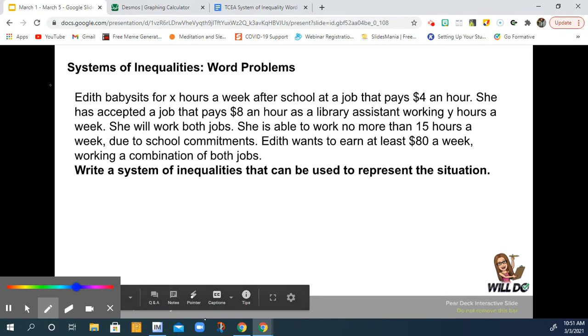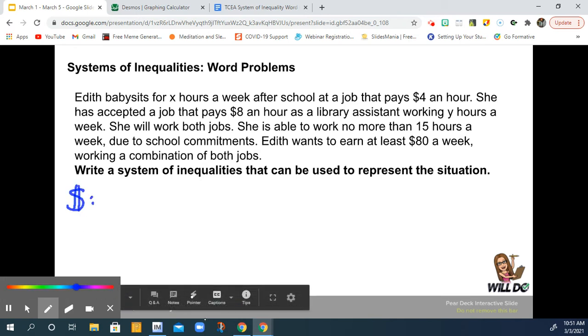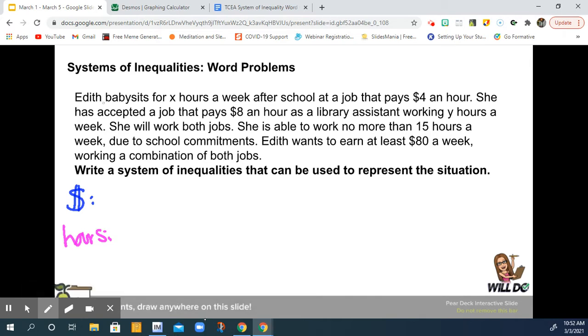Now we do know it's systems, and we're going to pick out the two pieces that it's talking about. So the one piece that the word problem is talking about is money, and the other piece is the amount of hours. Let's take a look at all of the money first. So I know that she has a babysitting job, and yes, it says use variable X, but I'm going to use B instead. That pays $4 an hour. So for money, we have babysitting, that's $4 an hour.